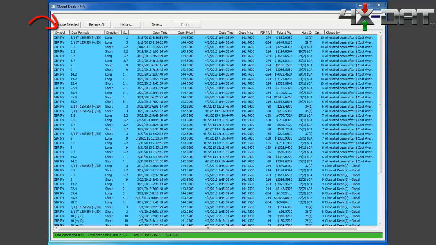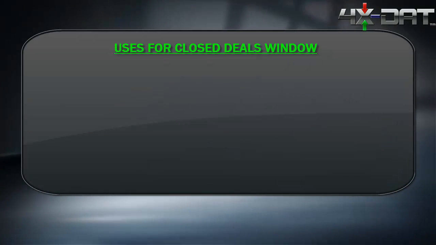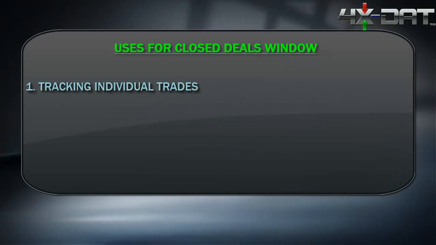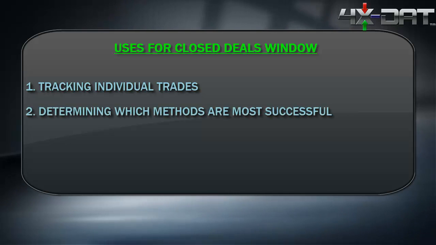Selecting Symbol organizes by symbol, selecting Deal Formula organizes by the deal formula, and so on. Most of these are pretty straightforward, but some, like the Harvester ID number here, will require some more explanation, and we'll get into that later. You'll find that the Closed Deals window is not only very useful in tracking our trades, but it's also extremely helpful in determining things like whether or not a specific deal formula produces greater returns than another.